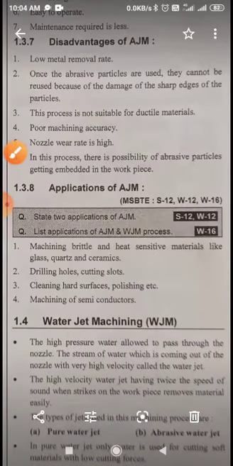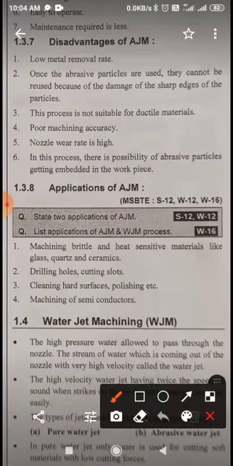Now, what are its disadvantages? Low material removal rate. Okay, first most important is low material removal rate. Once the abrasive particles are used, they cannot be used again because of the damage of the sharp edges of the particle, because once they strike the workpiece, the edges of that abrasive get blunt. That's why this abrasive particle cannot be used again for this process. This process is not suitable for ductile material. We have already seen that this process is not used for ductile material.